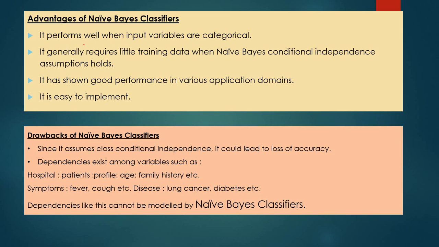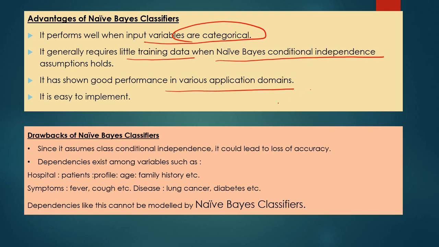The advantage of Naïve-Bayesian is that it performs well when input variables are categorical. It generally requires little training data and need not have a large training data to train the model. And it is completely independent of assumptions. It has good performance in various application domains. And it's also easy to implement.